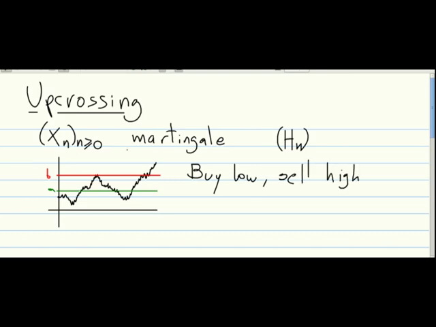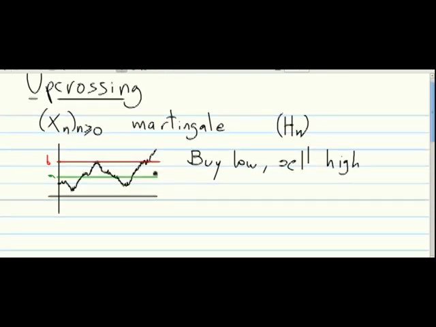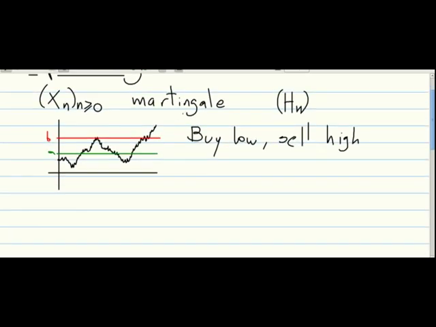Okay, sounds intelligent, right? If you're buying for a low price and selling for a high price, you're making a profit. But we know it cannot be something that gives you money because it's still a martingale. So let's see what kind of result this strategy gives us. So this is going to be our first buying time, right? This is going to be buy 0.